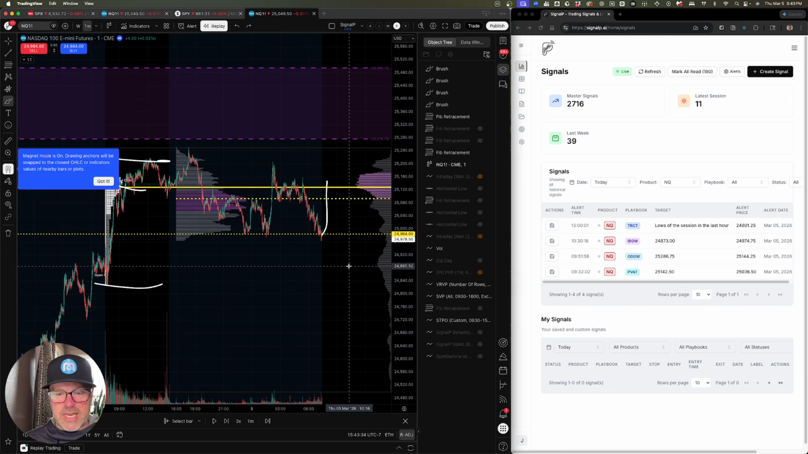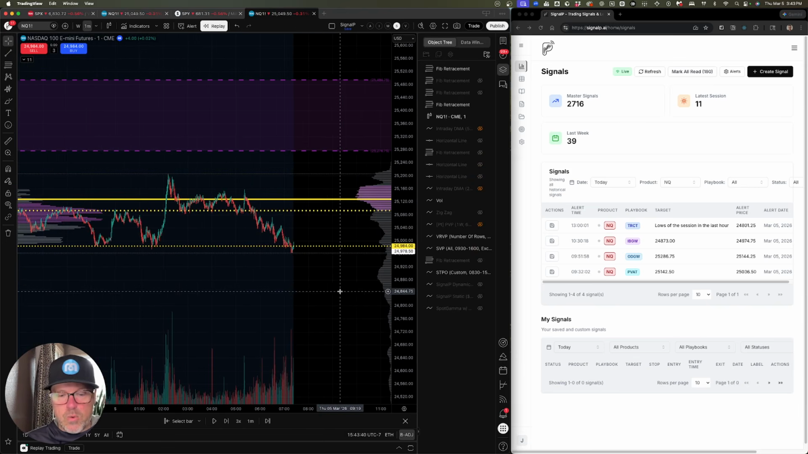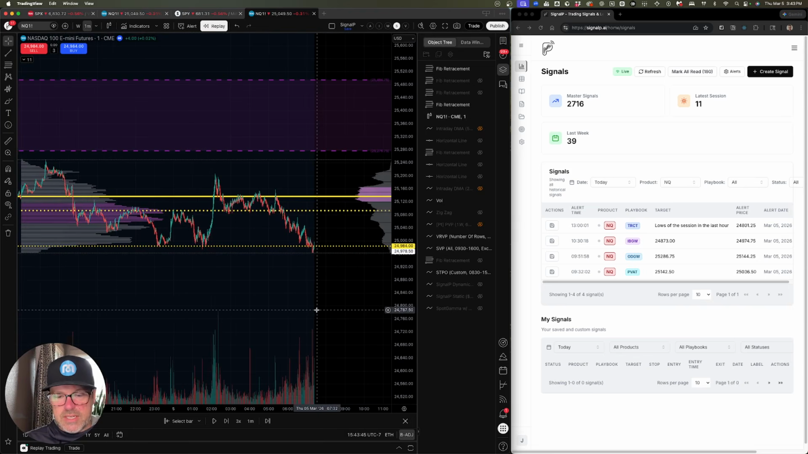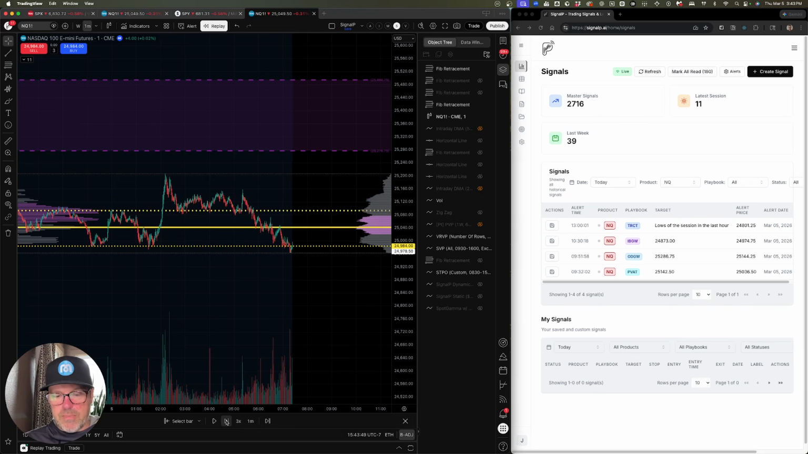So let's walk through this and see if there's an opportunity here for us. We're looking at a 1 minute time frame, so we know we're looking for 142. Let's see if we can find an opportunity right off of the open here.